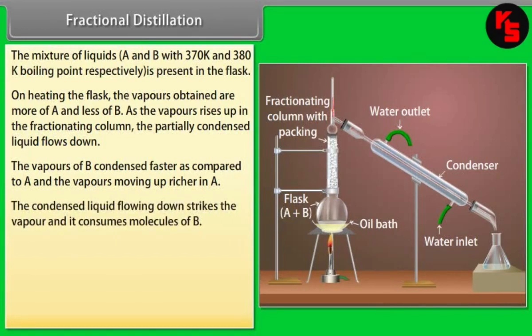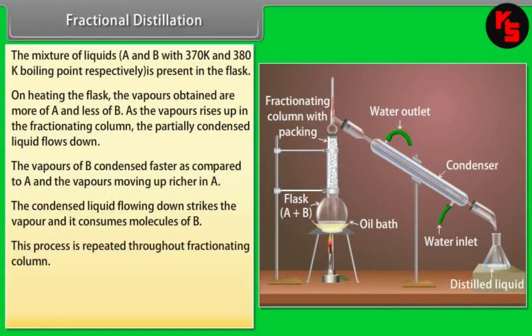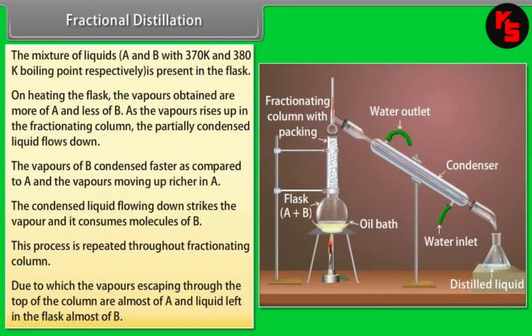The condensed liquid flowing down strikes the vapor and it consumes molecules of B. This process is repeated throughout the fractionating column, due to which the vapors escaping through the top of the column are almost all A and the liquid left in the flask is almost all B.